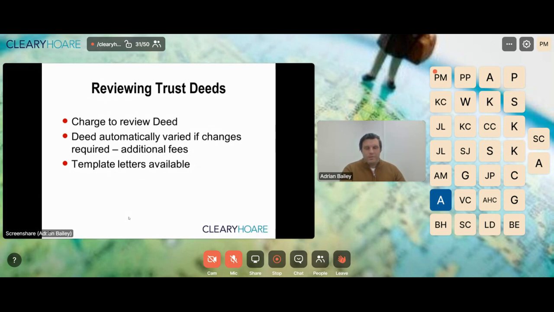We do also have a service, I guess you could say, where we can provide you with some template letters to provide to clients to say that we want to engage Cleary Hoare to review your deed, say yes or no. So that's a bit of covering behind on your end, if they come back and say no, and the deed's found later to be deficient. As I said, we charge to review the deeds, automatically vary them, and there'll be additional fees. But if you're interested in developing something like that, just contact the office and we can organise that.